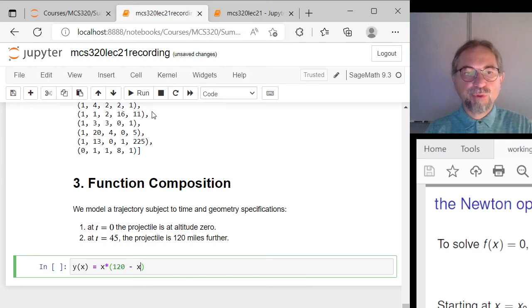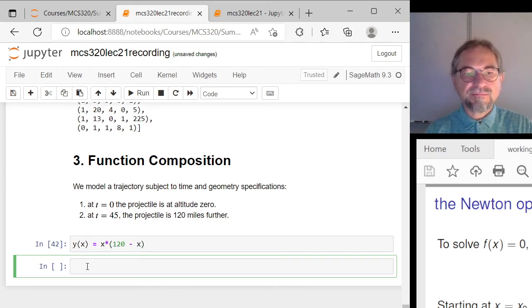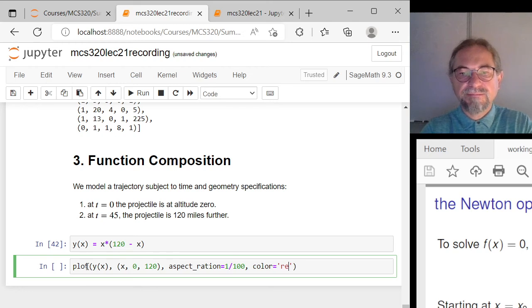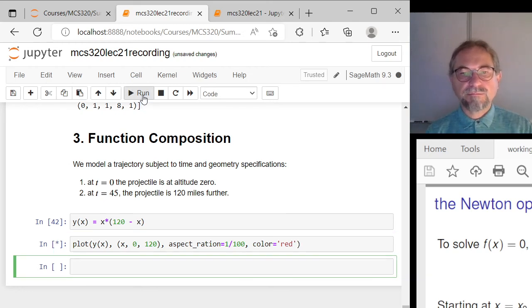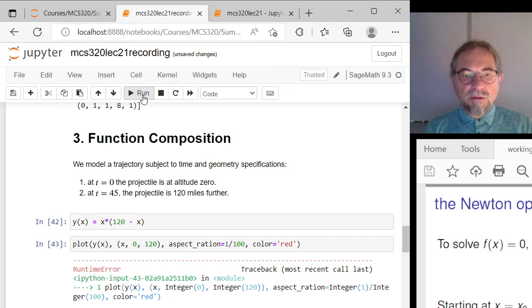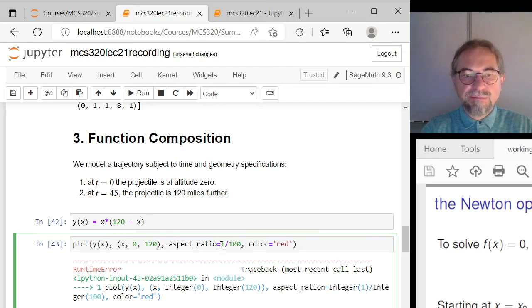The signs are kind of important because we want a parabola that is concave down. So just as a check, let me plot the trajectory for x going from 0 to 120. The aspect ratio, I will squeeze the parabola a little bit, and let me plot it in red. Okay, aspect ratio is misspelled.